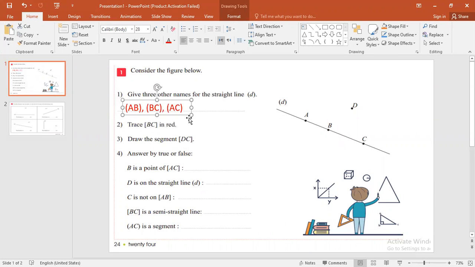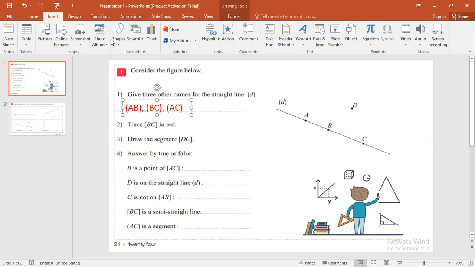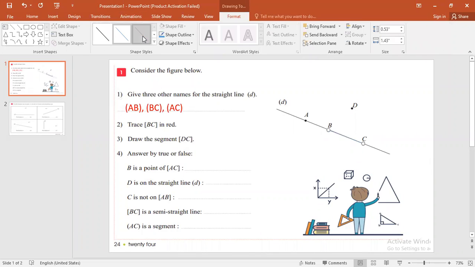Now draw BC in red. Look at BC, it is between brackets. So we want to draw a segment from the point B to the point C only. So let's draw them in red. Draw the segment BC in red.